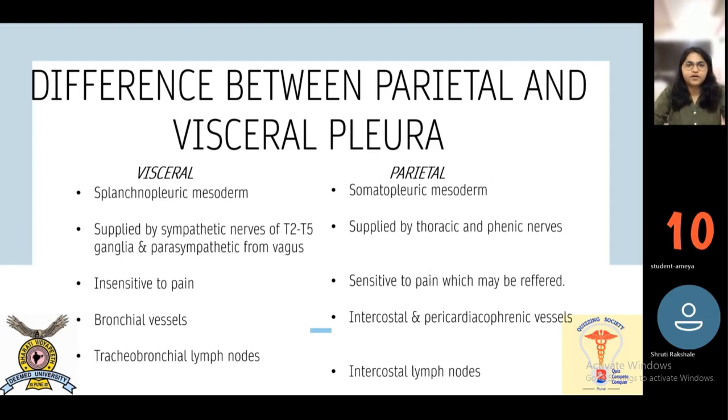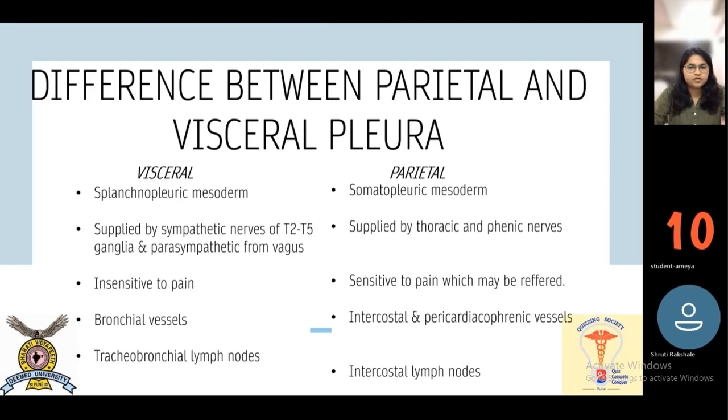The difference between parietal and visceral pleura. Visceral pleura originates from splanchnopleuric mesoderm and parietal from somatopleuric mesoderm. Visceral pleura is supplied by sympathetic nerves of T2 to T5 ganglia and parasympathetic from vagus. Parietal is supplied by intercostal and phrenic nerves. The visceral pleura is insensitive to pain and parietal is sensitive to pain. So the referred pain is seen in parietal pleura.